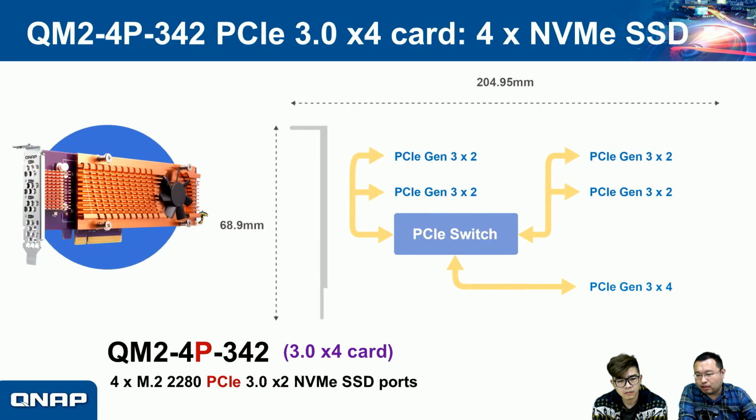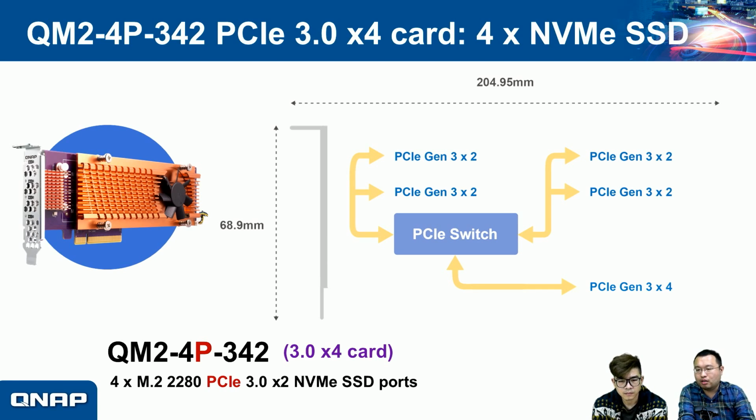So let's take the next one, which will be the 4-port version. This one is also a Gen 3x4 interface, but instead you get 4 SSD slots. So with that, of course, you can do a RAID 5 or RAID 6 with this 4 SSD setup. With 4 SSDs in RAID 5 or RAID 6, you get 2 or 3 times the SSD performance. So it's still quite fast for most applications.